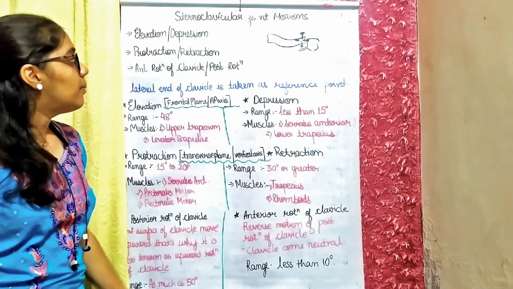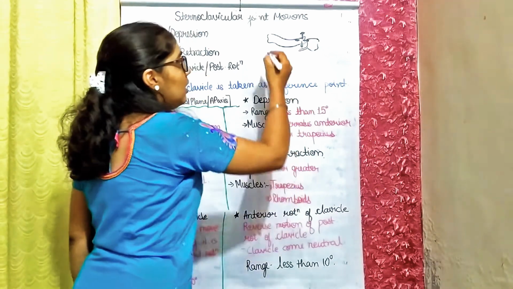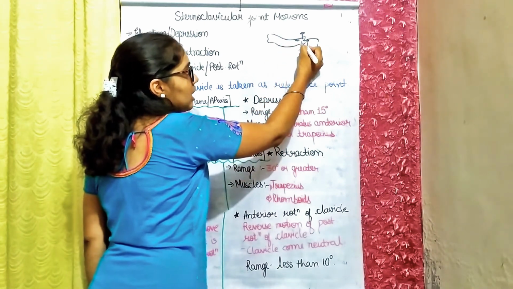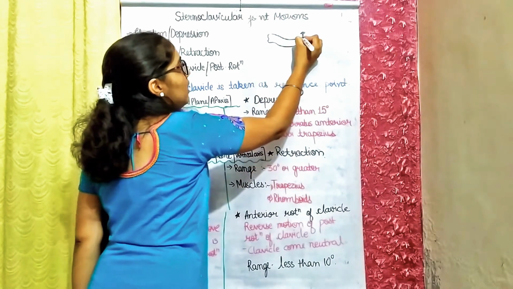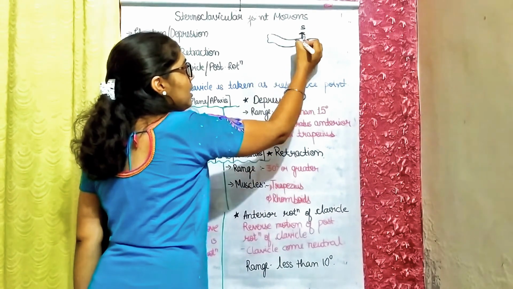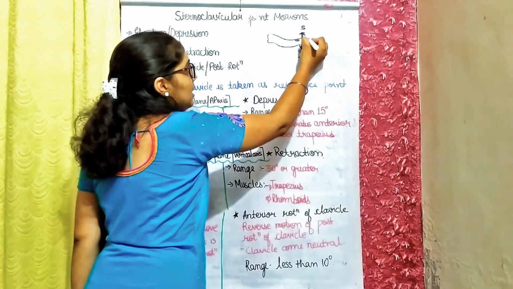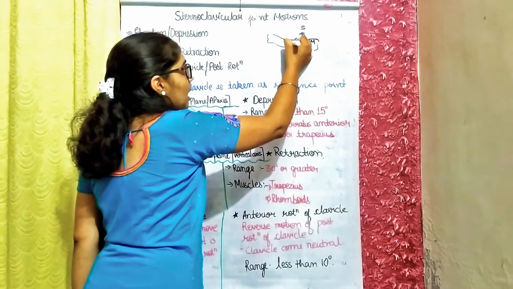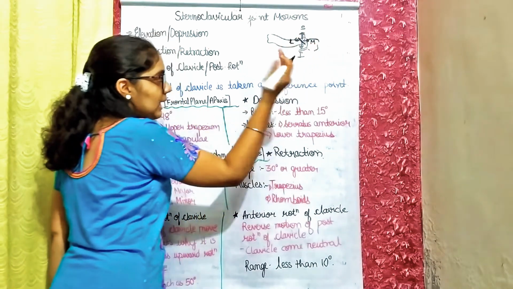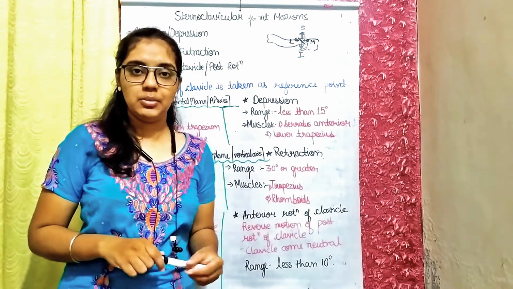Now let's learn about translatory motion. At the medial end of the clavicle, a total of 6 translatory motions are possible. One is superiorly, second is inferiorly, third is medially, fourth is laterally, and fifth and sixth are anterior and posterior directions. So these are the 6 translatory motions.